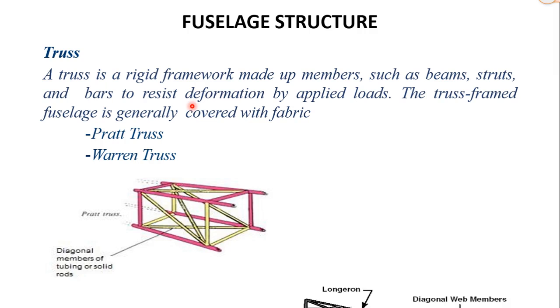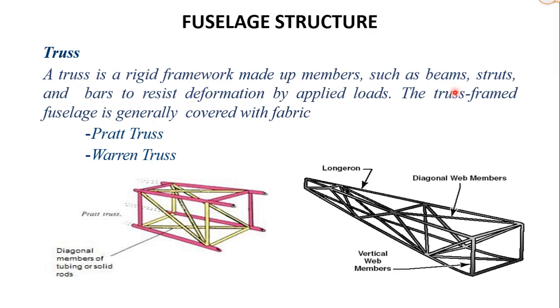Truss. A truss is a rigid framework made up of members. It is a structure composed of slender members joined together at their end points. Most of the early aircraft used this technology, and this type of structure is still in use in many lightweight aircraft. The truss type fuselage frame is assembled with members forming a rigid frame, for example beams, bars, etc. The primary member of this type of structure is the longeron.